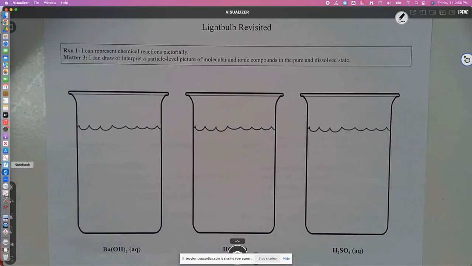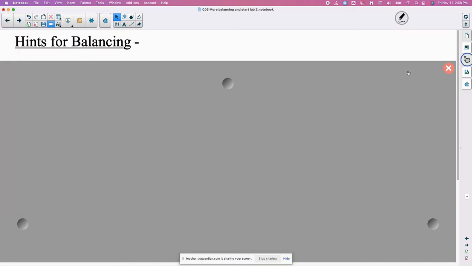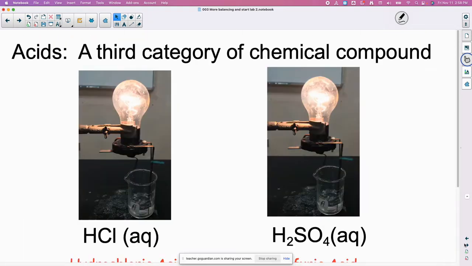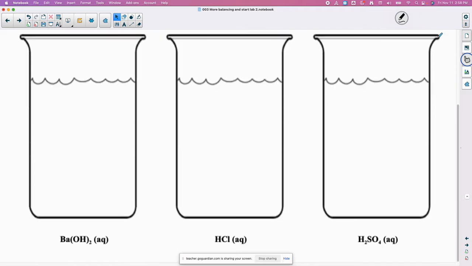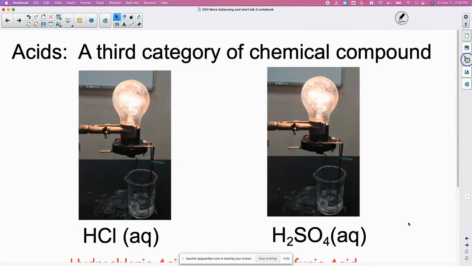And let me toss you a quick reminder of what we did last time. Last time we were here, we took a vote about what would happen if we put a light bulb in barium hydroxide, a light bulb in HCl, a light bulb in H2SO4. Everybody pretty much knew that the Ba(OH)2 would light up the bulb. Nobody thought that the HCl would light up, but it did, and it was real bright. And we were kind of on the fence about the H2SO4, but it lit up as well. So when all was said and done, all of them lit the light bulb.